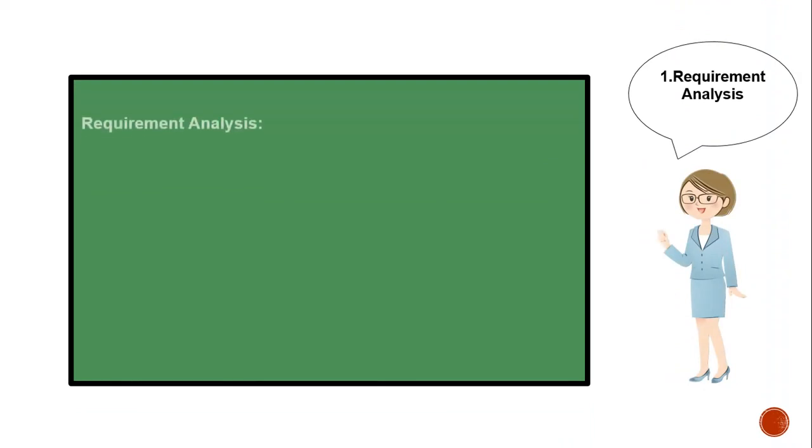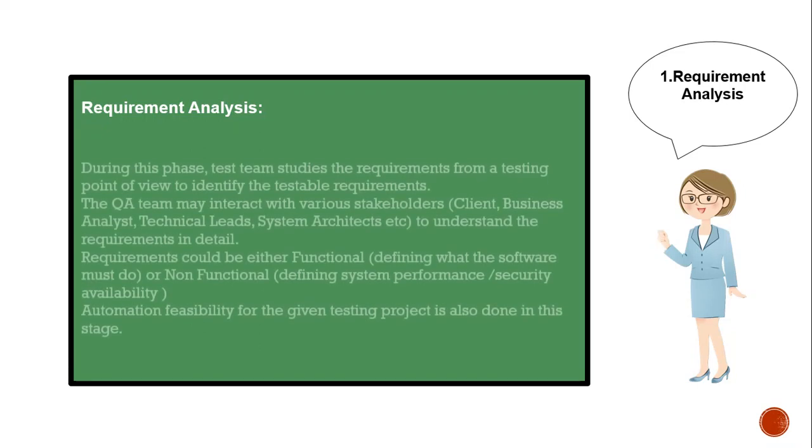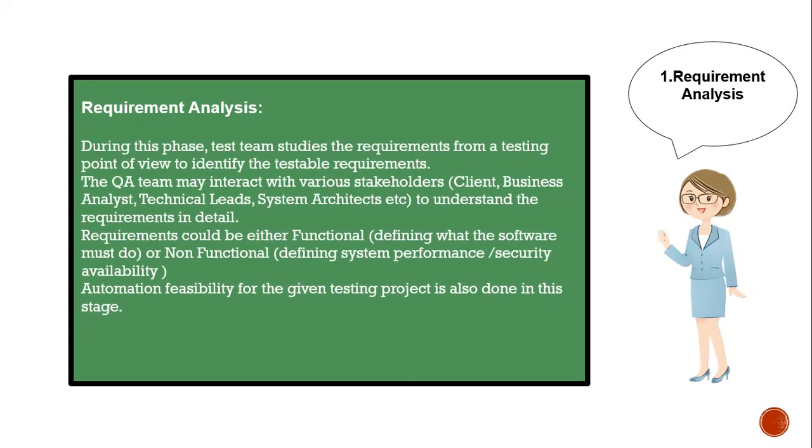Now, let us see the first phase, requirement analysis. During this phase, the test team studies the requirements from a testing point of view to identify the testable requirements. The QA team may interact with various stakeholders like client, business analysts, technical leads, system architects, etc. to understand the requirements in detail. Requirements could be either functional or non-functional. Automation feasibility for the given testing project is also done in this stage.